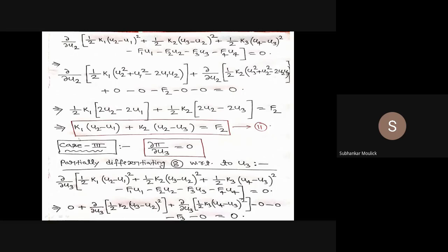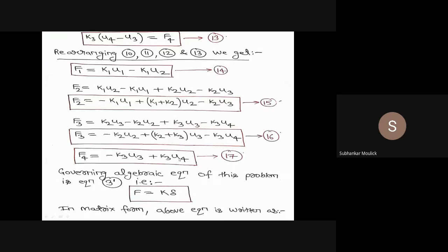F2 is equal to K1 U2 minus K1 U1 plus K2 U2 minus K2 U3. Now take common. So after taking common, equation number 11 becomes this expression, that is F2 is equal to minus K1 U1 plus (K1 plus K2) into U2 minus K2 U3.